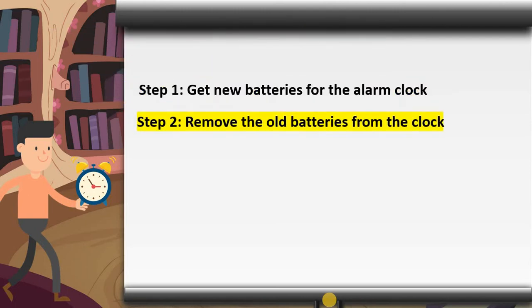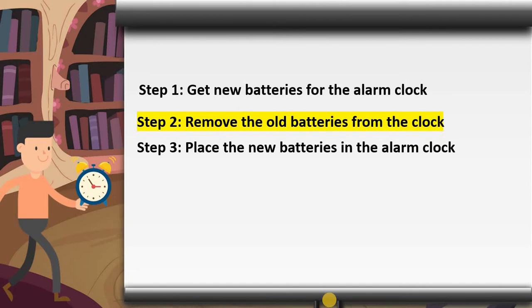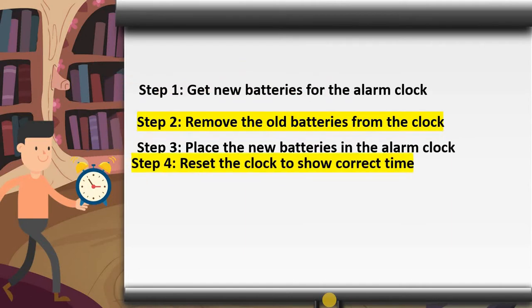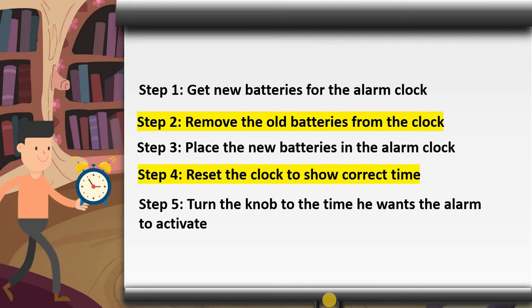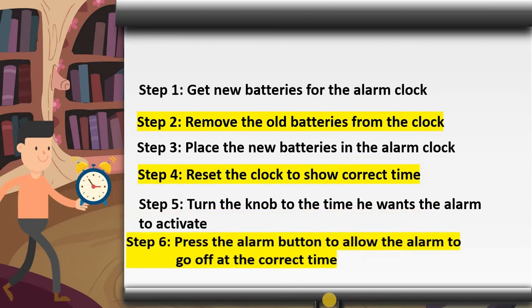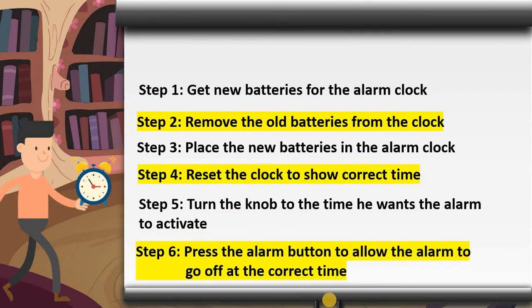Having received his new batteries, he would then remove the old batteries from the clock and then he would place the new batteries in the clock. A fourth step would be to reset the clock so that it shows the correct time. And then the fifth step, he would turn the knob to the time he wants the alarm to be activated, and then finally he would press the alarm button to allow the alarm to go off at the correct time.